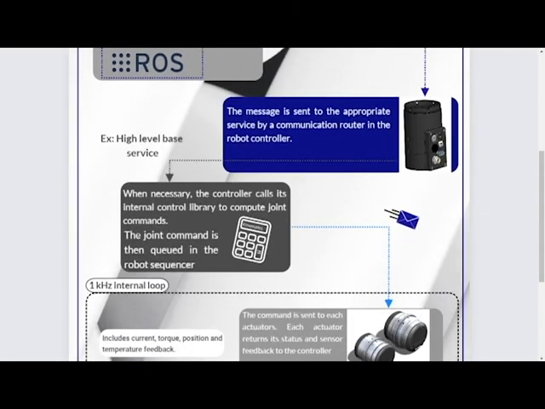A router program inside the base controller receives the RPC and forwards it to the appropriate device. For example, let's say we send a high-level reach pose command. Then, the internal controller will use our control library to compute the kinematics and command to be sent to the actuators.